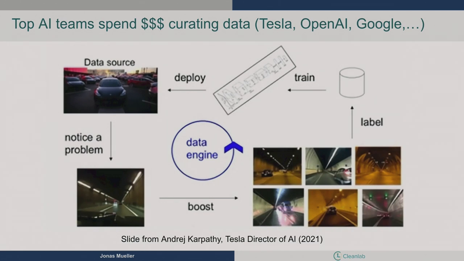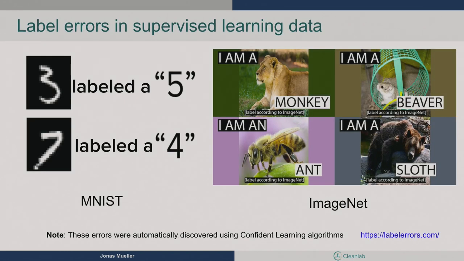They built this big system at Tesla that covers some of the things I'm going to talk about today, which they call the data engine. It's essentially the idea of training your models, then using your trained model to notice problems in your data set, amplifying those kinds of signals in your data set in various ways that I'm going to cover, and then iterating that process to get even better models.